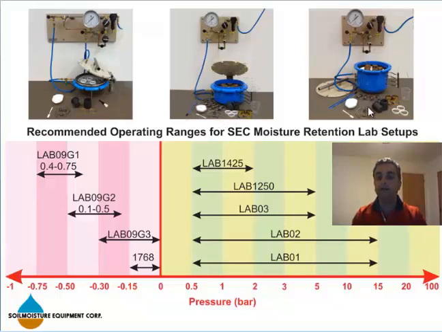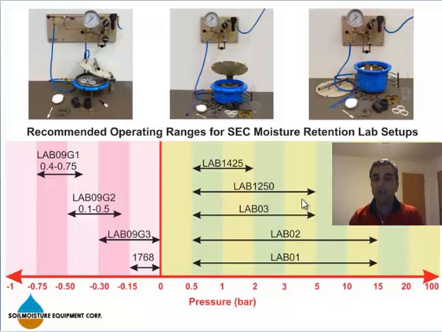Then you have lab 3, which is from 0 to 5 bar. You want to use this when your range of measurement is not from 0 to 15 bar, but from 0 to 5 bar. And people sometimes ask, can I use lab 2 to do 0 to 5 bar? In other words, when I have a lab setup that can go from 0 to 15 bar, why should I have another one that is a subset of lab 2?